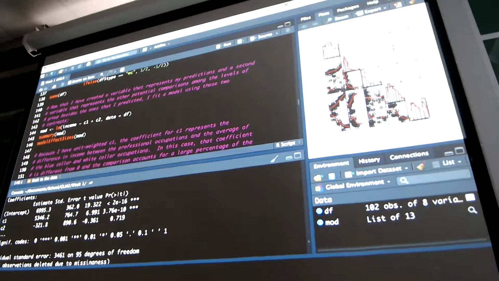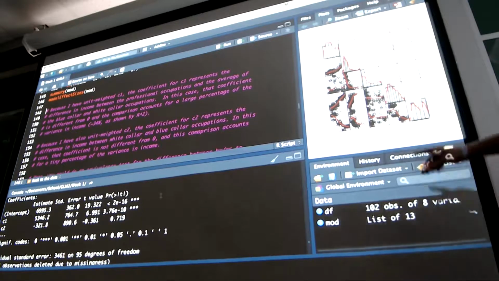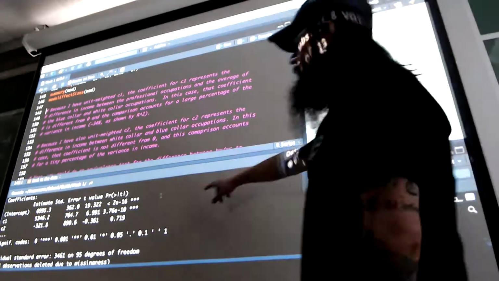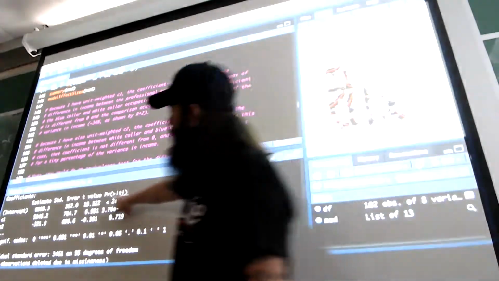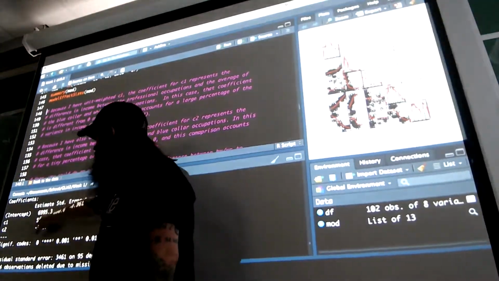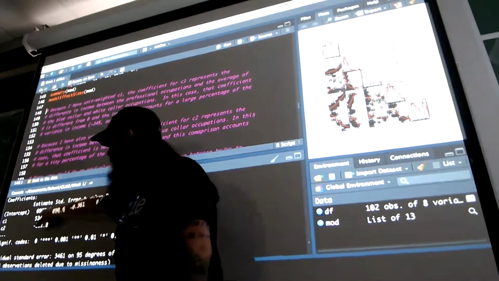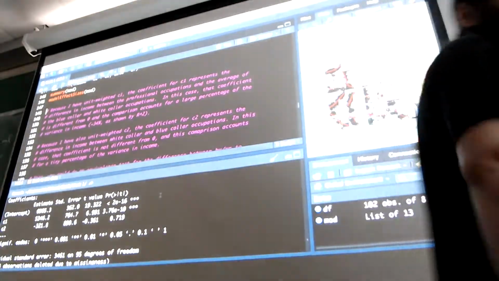So when we look at this now with our output, we see that C1 is significant, C2 is not. Now, what is this intercept right here? Well, what is represented by $6,995.30?